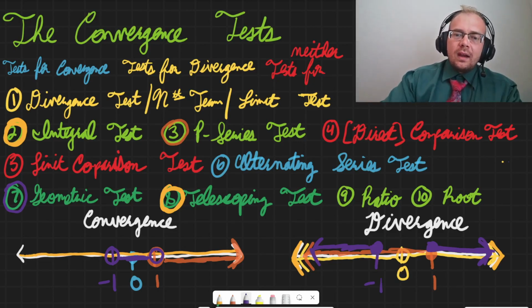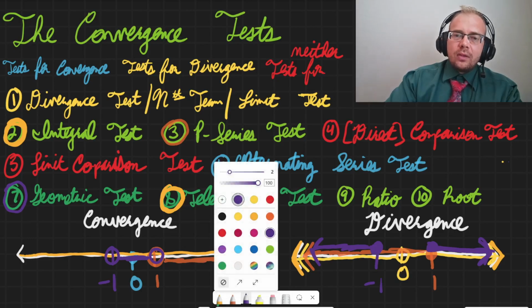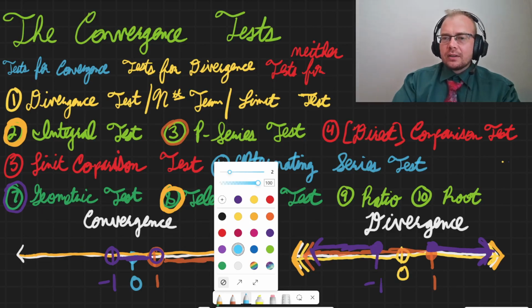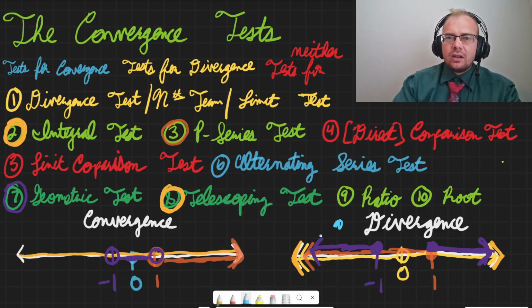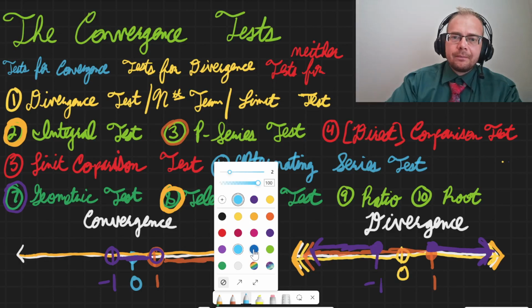And ratio and root test actually have the same rules. So when I switch colors here, let's go with a light blue. I really like blue. Blue's my favorite color. I don't think I used that shade, did I? Oh, that is that shade. Or is it? It looks lighter. We'll go with a darker shade just to make sure it's different. Yeah, there we go.